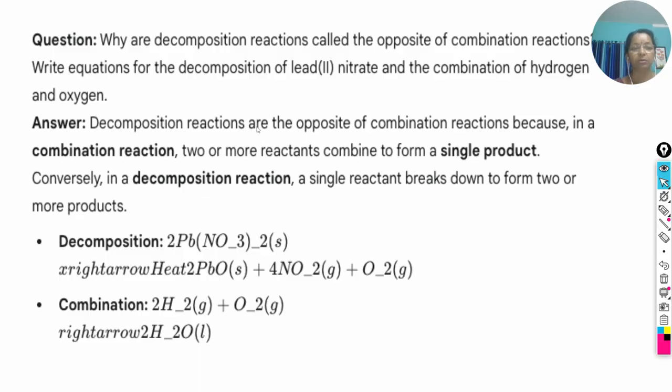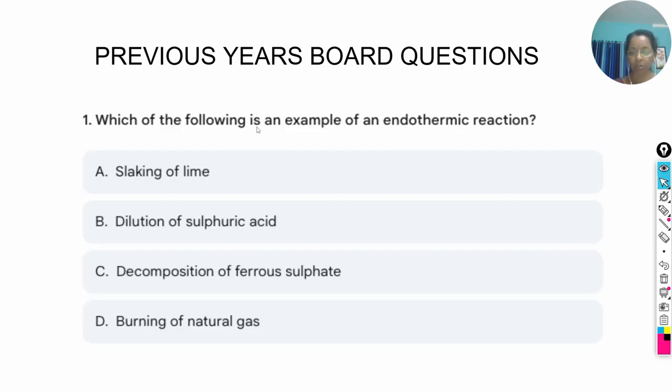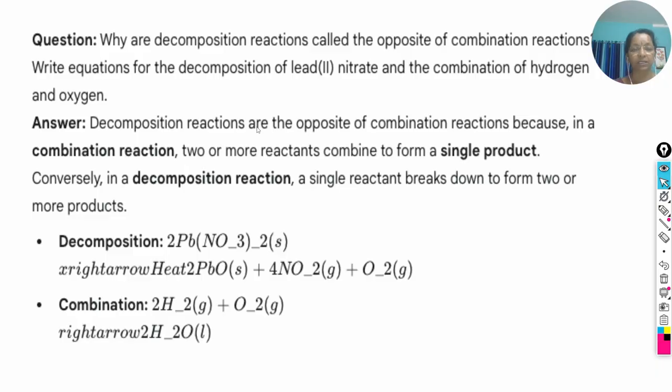In combination, combining of two or more reactants is taking place, whereas in decomposition, one compound or one reactant is breaking down. Okay, so naturally it is just the opposite. Combination is the opposite of decomposition reaction. Okay, and here the examples are also given: decomposition of lead nitrate and combination of hydrogen and oxygen.